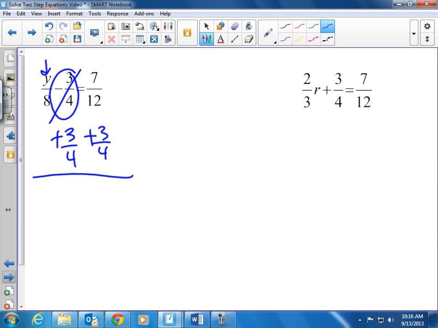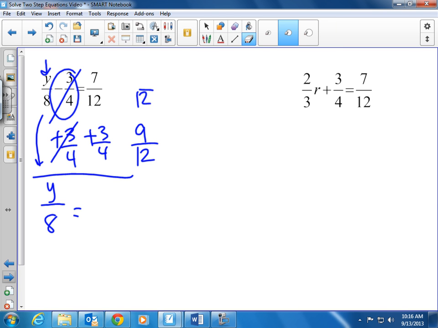Those are going to cancel. A negative and a positive 3/4 cancel. So I bring down my y divided by 8. Now I need to add these things. I need to see that I get a common denominator here. In order to add fractions, I must have a common denominator. That was a horrible 7. Okay, so I got my common denominator of 12. Now I'm ready to add. 9 plus 7 gives me 16/12.